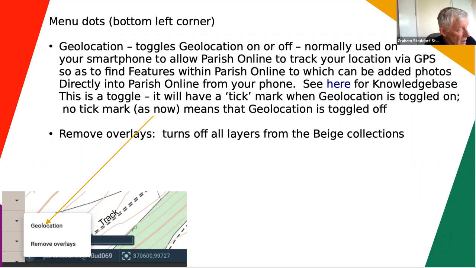So if you need to have a photograph of every parish bench for which you are responsible, or each streetlight or whatever, once they're features in Parish Online, then you can take your phone out, go walking around the parish, and if you've got geolocation on, Parish Online will track you as you move about.